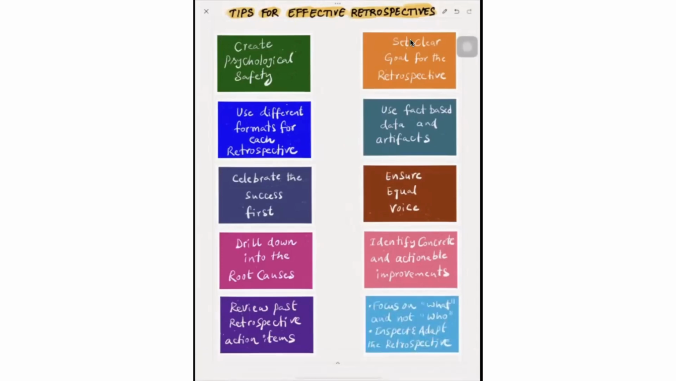So last but not least, focus on what and not who, as we discussed. The purpose of the sprint retrospective is not to identify who is the culprit. It's not about blaming somebody. It is to identify what problem the team is facing and how we can collectively address that problem and identify the process, tool, or technique improvements to address that.